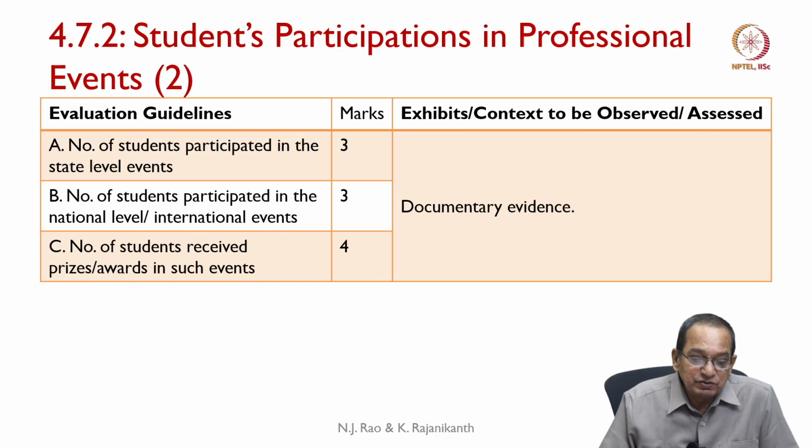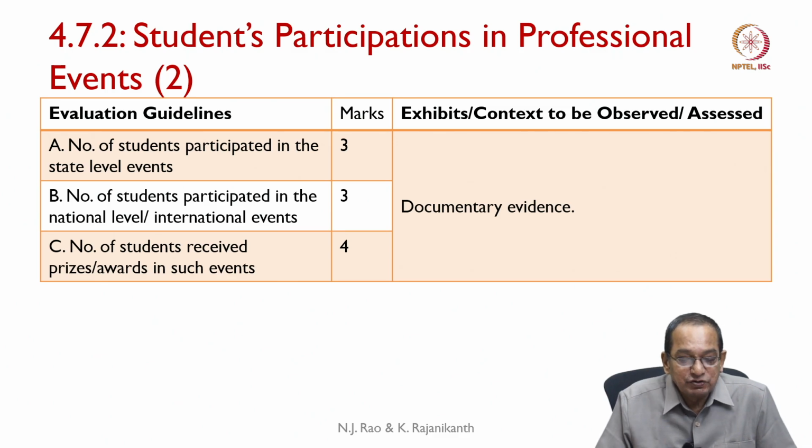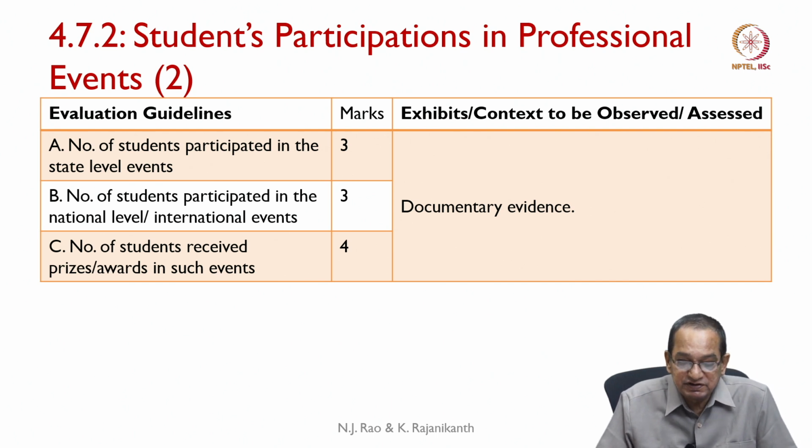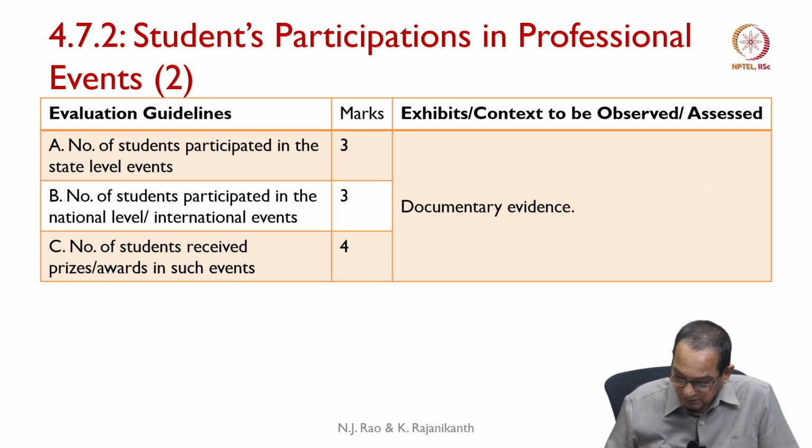For everything you must have documentary evidence. So the number of students who participated in the state level events, then national level or international events, 3 marks each, and students who received any prizes or awards in such events, 4 marks. Participation itself is valuable, so there are marks for that. On top of it, if they win some awards or prizes, that is still wonderful. So there are marks separately for that. And for all this, you must have documentary evidence.